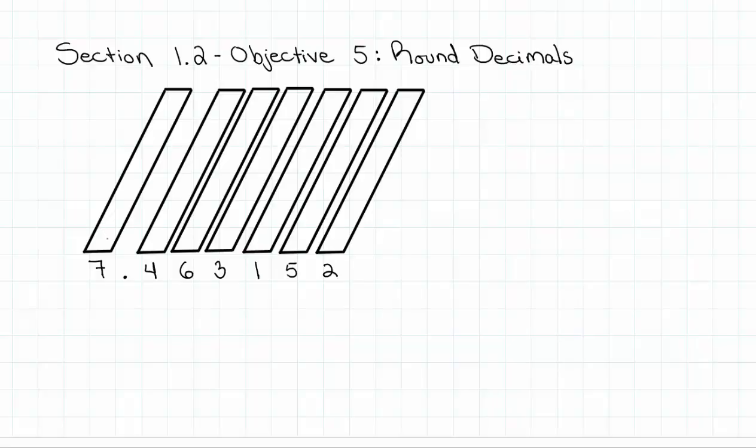So the 7 here, this is in the ones place. The 4 is in the tenths place. The 6 is in the hundredths place. Don't forget the THS here at the end. It's very important. The 3 is in the thousandths place.